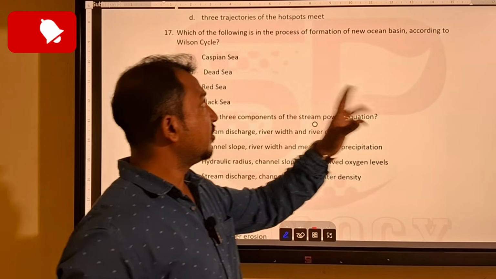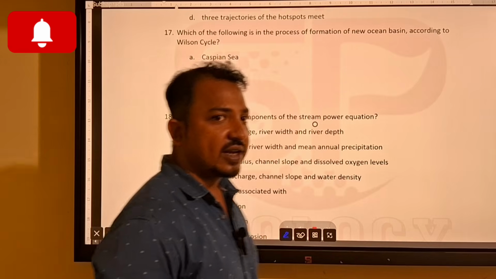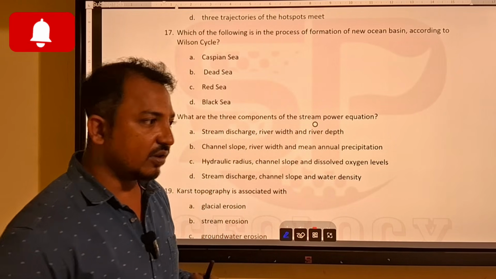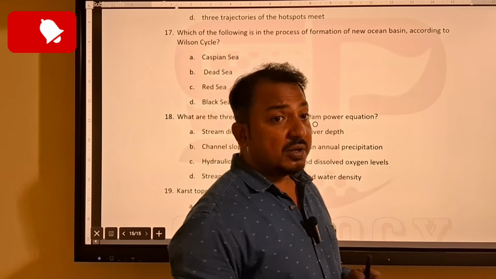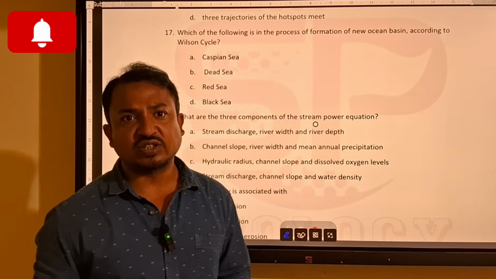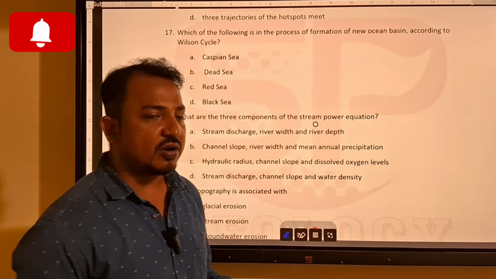Then, which of the following is the process of formation of a new ocean basin according to the Wilson cycle? So what is a Wilson cycle? The Wilson cycle refers to the opening and closing of an ocean basin. In the beginning of the Wilson cycle, there will be rifting of the continent.